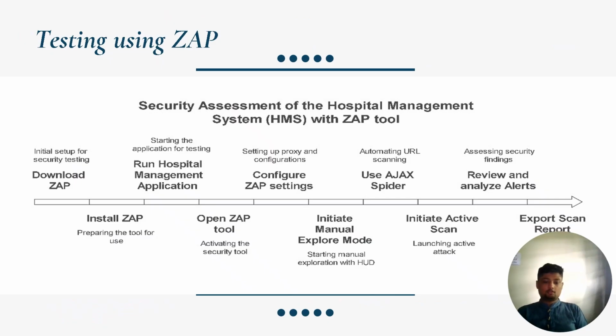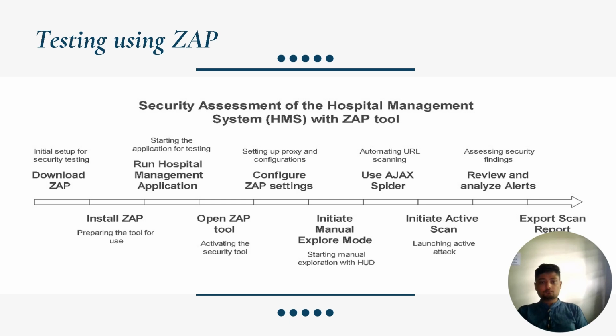Now let's look at testing for vulnerabilities within the hospital management system using the ZAP tool. Firstly, we will download and install the ZAP tool, then make sure that the hospital management system is fully running and everything is functional. Then we will configure the proxy server for ZAP. Our hospital management application will run on localhost port 8000, and our proxy server will run on localhost port 8080. So ZAP will be using the proxy server to interact with our hospital management application.